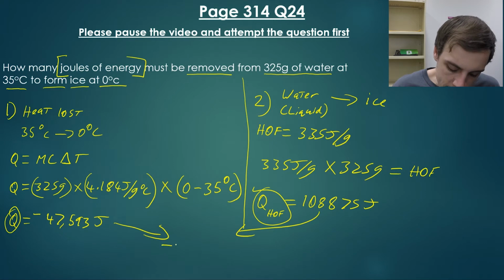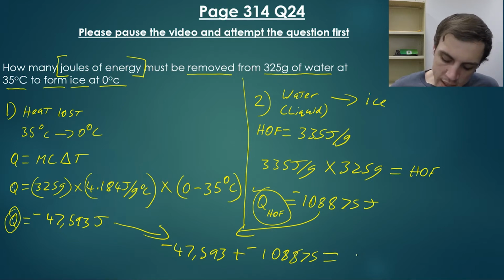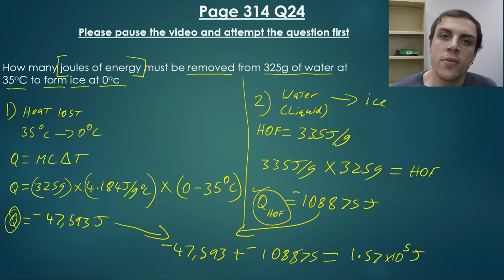Now, we need to add these two values together in order to get an accurate number. We have negative 47,593 plus negative 108,875, and that gives us a grand total of 1.57 times 10 to the 5 joules of energy.